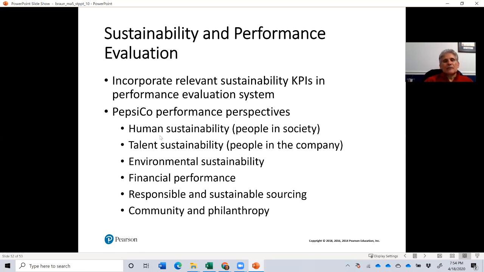PepsiCo performance perspectives, human sustainability, people in society, how can they make sure that they don't cause harm to any people? Talent sustainability, keeping the right people in the right place. Environmental sustainability, making sure we're not damaging the environment. And then financial performance, you got to have a good financial performance from a company in order for it to stay alive. Responsible and sustainable sourcing, and community and philanthropy. Okay, community and philanthropy is about giving to the public, donating resources, making yourselves and your employees available for volunteer elements. Responsible and sustainable sourcing.